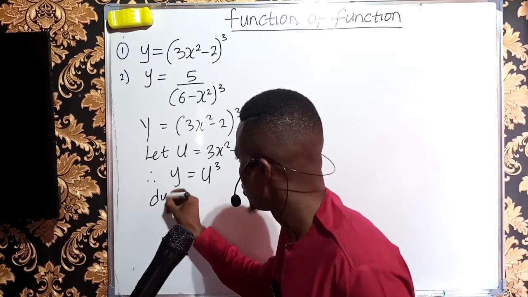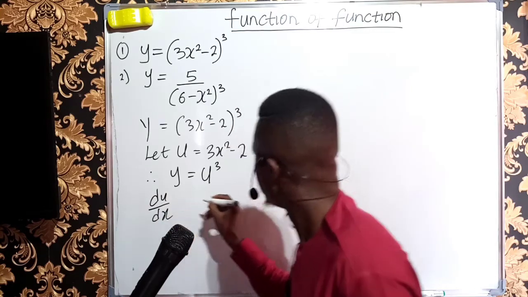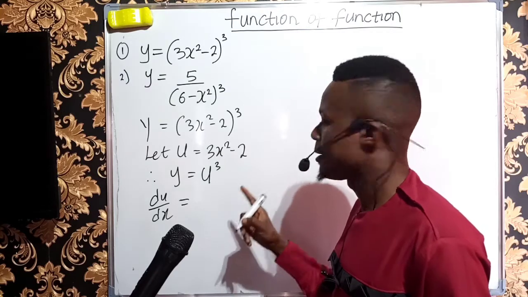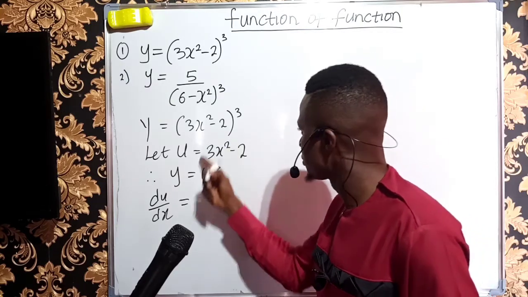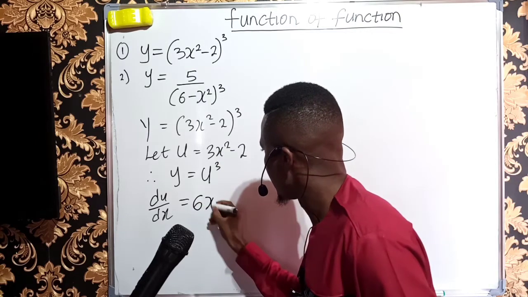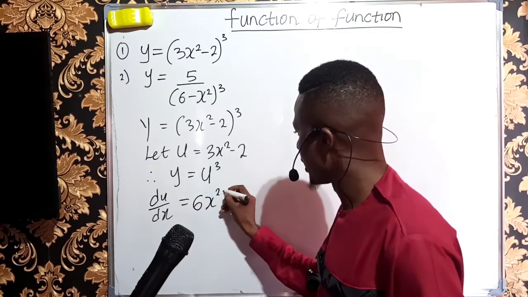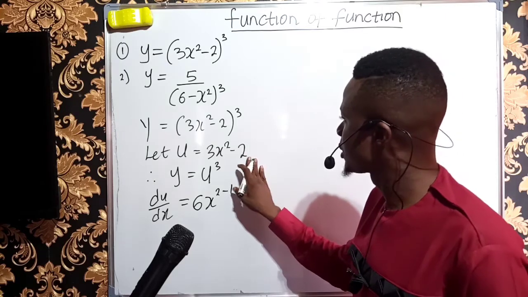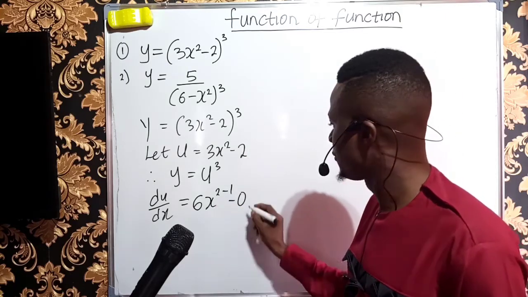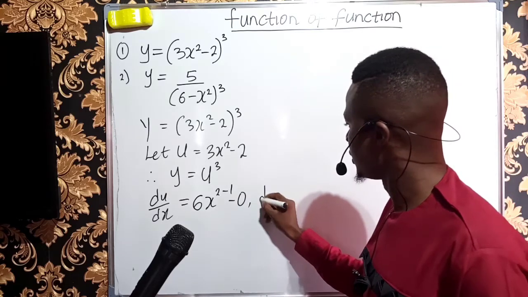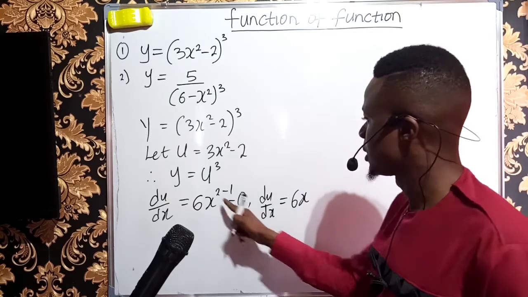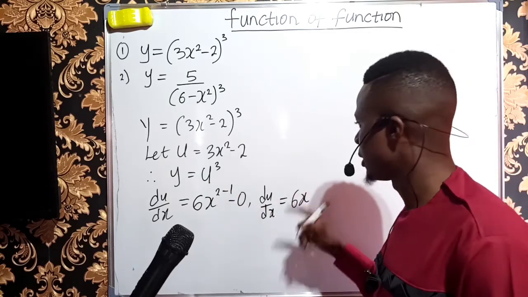Therefore, du/dx means differentiating u with respect to x. And remember, from the differentiation formula, the power comes to the front. So 2 times 3 will give 6x to the power of 2 minus 1. The derivative of any constant will give you 0. And 2 minus 1 is 1. Therefore, you can write that our du/dx is equivalent to just 6x.